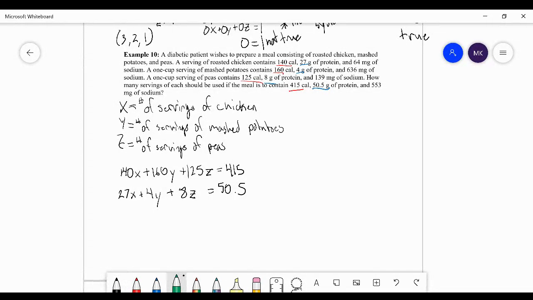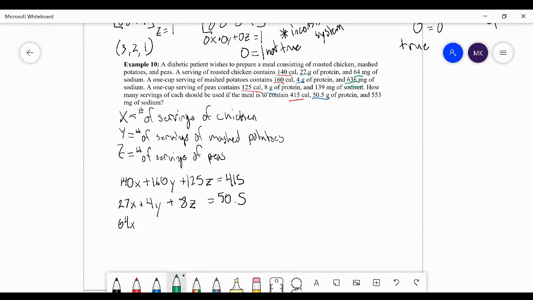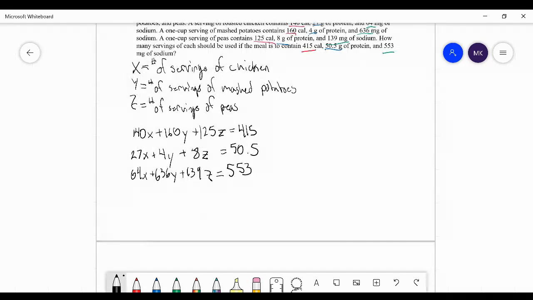And our last equation is the milligrams of sodium. So chicken has 64 milligrams, so we get 64X. Potatoes have 636 milligrams, so we have plus 636Y. And then peas have 139 milligrams, so plus 139Z. And we want our meal to have 553. So there's our system of equations.